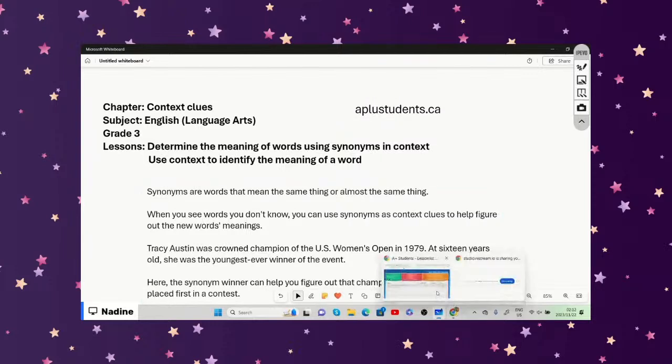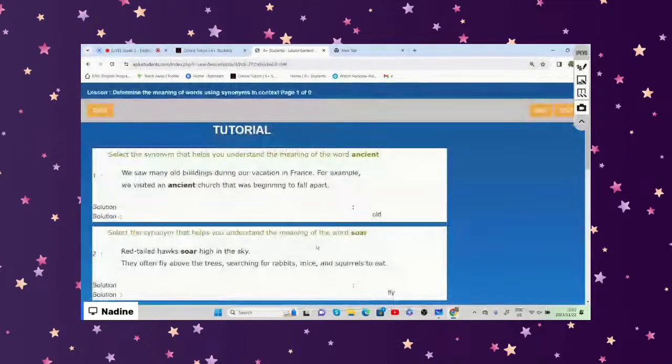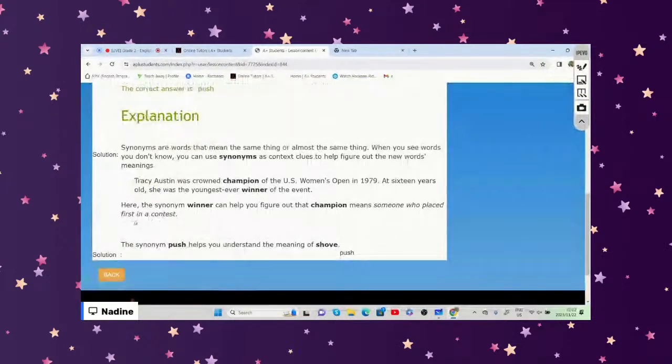All right, now let's go to aplusstudents.ca, and we're going to determine the meaning of words using synonyms in context. And once again, we said synonyms are words that mean the same thing or almost the same thing, words with similar meaning. And when you see words you don't know, you can use synonyms as context clues to help figure out the new word's meaning.